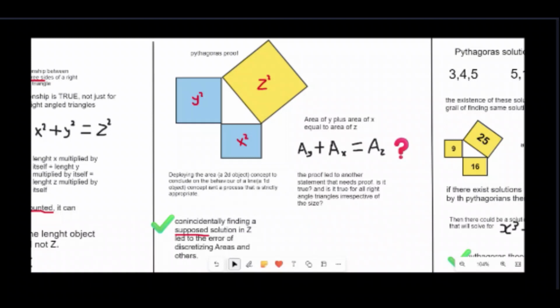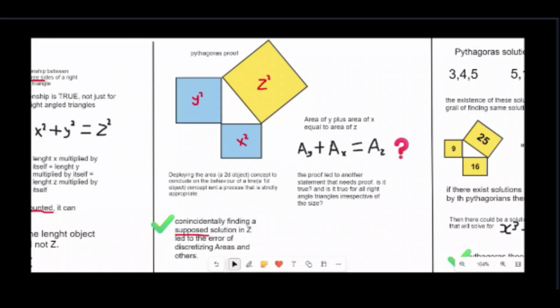Okay, so now the fundamental problem here is that the Pythagoreans deploy a 2D object, because area, this square you are seeing here, is 2-dimensional. Okay, and this is a separate concept on its own. But he went on to use this concept to conclude on the behavior of a line, which is a 1-dimensional object. And this process is strictly inappropriate because squares on their own, the relationship between squares, they are fundamentally different from a line. A line is a 1-dimensional object, while squares are 2-dimensional objects.